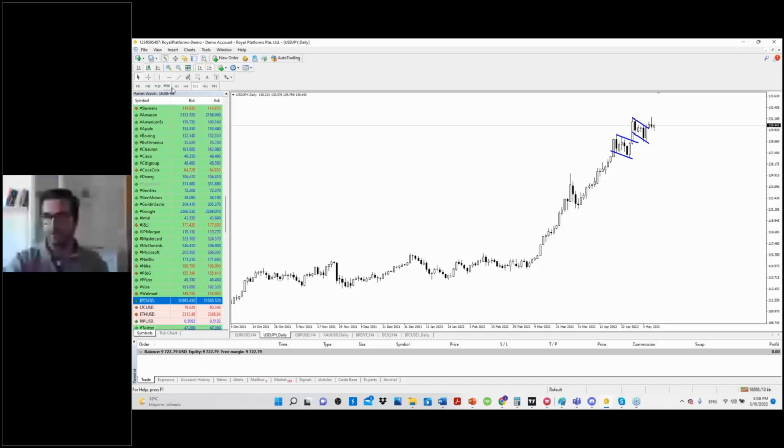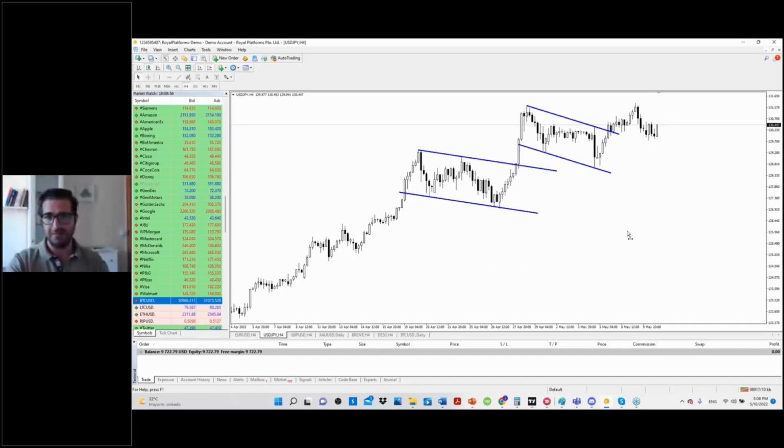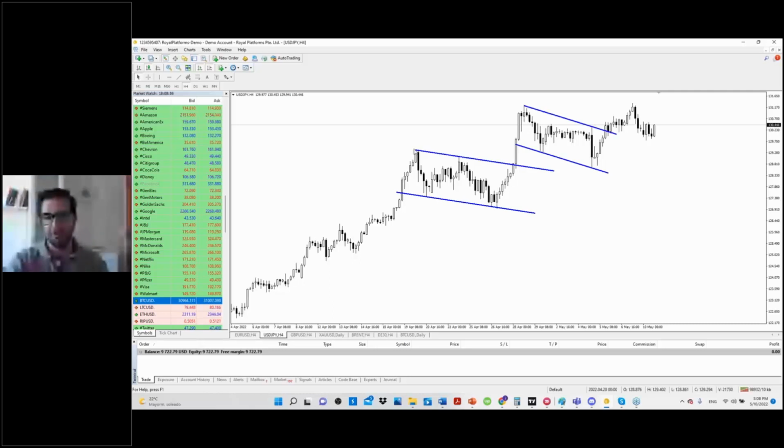If we look at the lower time frame here, the market was trading inside a bullish flag. A bullish flag, similar to a bearish flag, indicates a continuation after the breakout. So we have a breakout here, the market moved to the upside, and then the market went back into a new bullish flag.